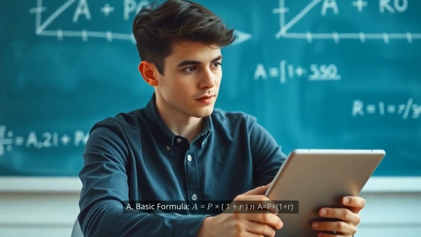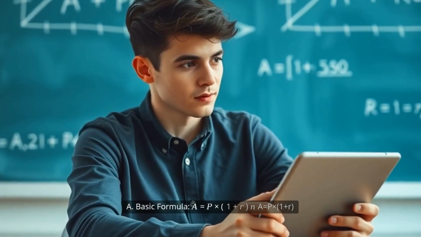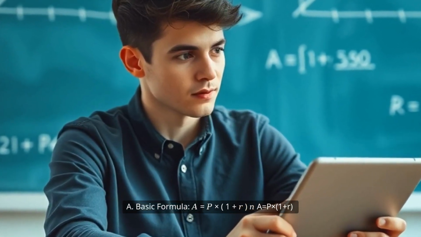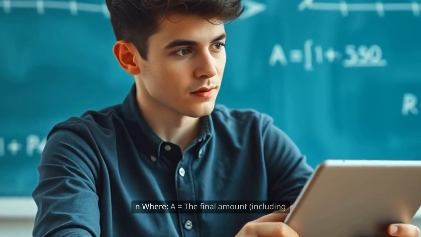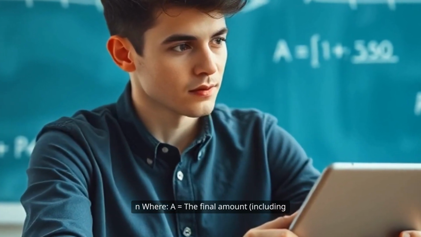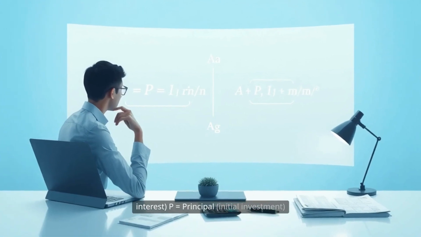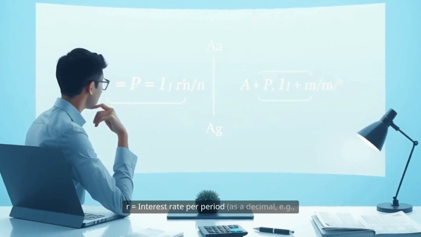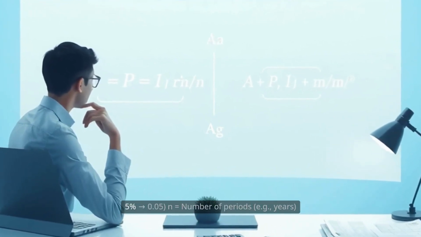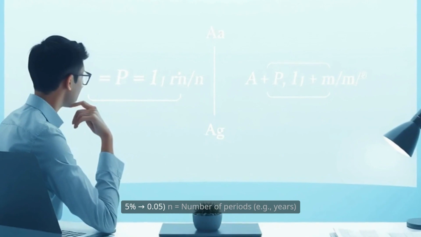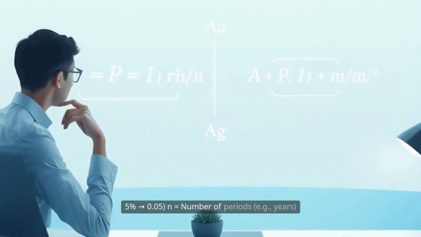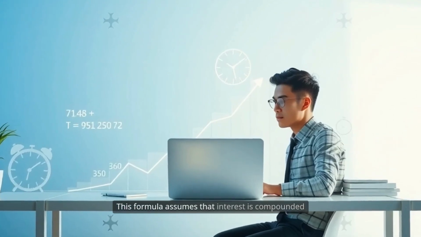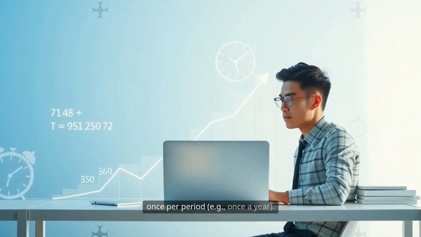A. Basic formula. A = P x (1 + r)^n, where A equals the final amount, including interest. P equals principal, the initial investment. r equals interest rate per period, as a decimal, e.g. 5% is 0.05. n equals number of periods, e.g. years. This formula assumes that interest is compounded once per period, e.g. once a year.